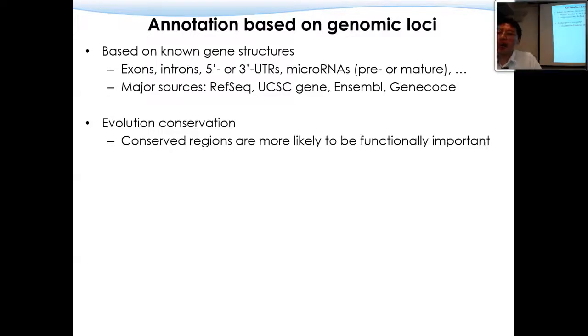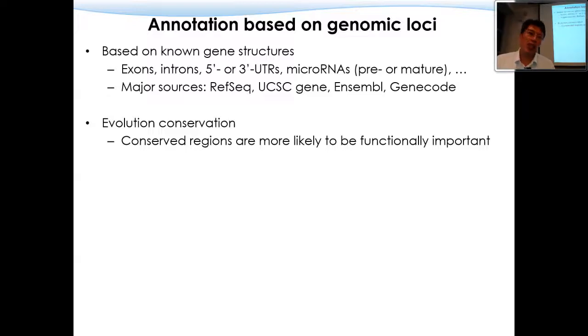So the second level of genomic loci-based annotation will be looking at the evolutionary conservation. And that has become a very popular tool that people are using. If you identify variants, you want to see whether this locus is conserved across multiple vertebrate animals at the very least. And the underlying assumption is that conserved regions are more likely to be functionally important. So if it's conserved in many different species, they are more likely to be important.